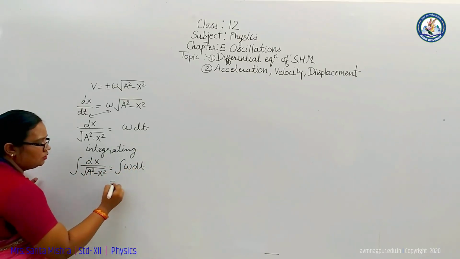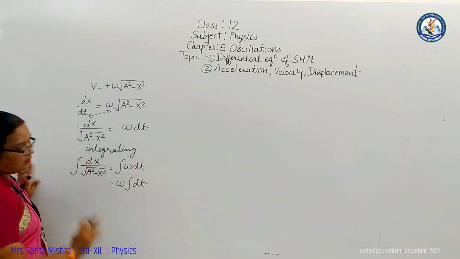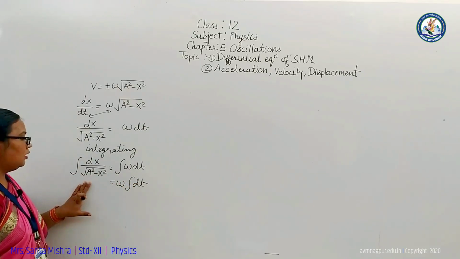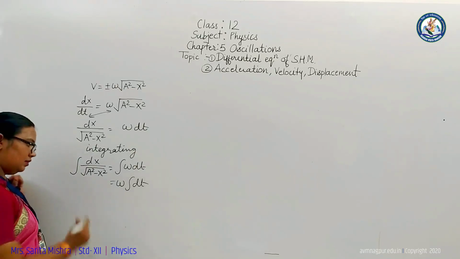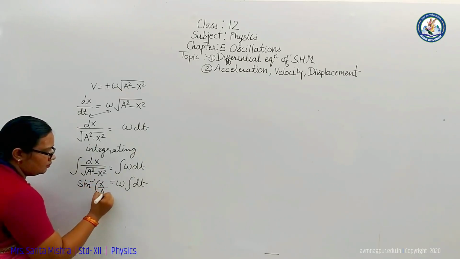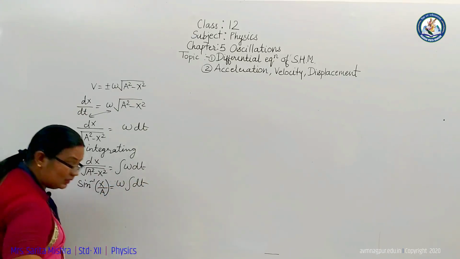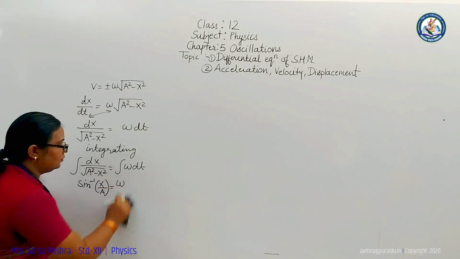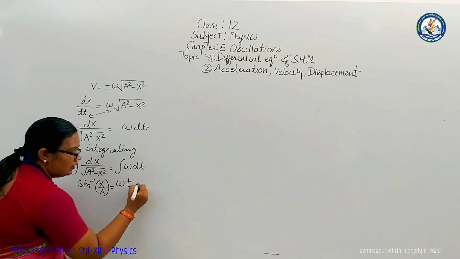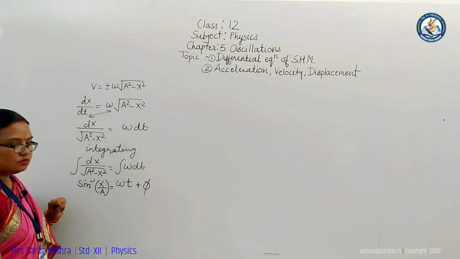Now omega is constant, so take omega outside and integrate dt. The standard formula of integration of dx upon under root a square minus x square is sine inverse of x by a. And the integration of dt is t. After doing the integration we write the constant of integration, phi. So here phi is the constant of integration.